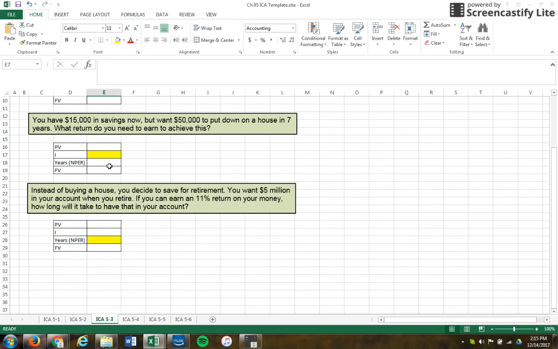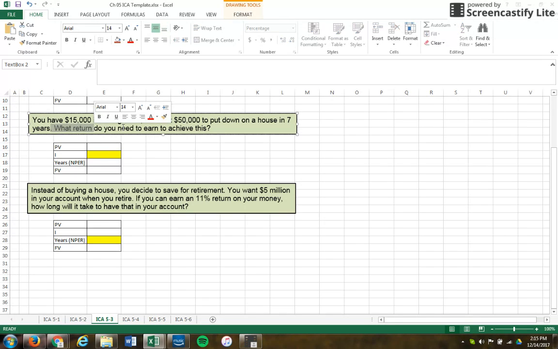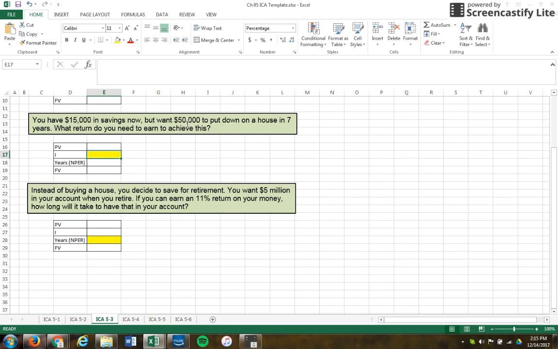So here's the first question. You have $15,000 in savings now, but you want $50,000 to put down on a house in 7 years. What rate of return do you need to achieve this? Okay, so we are looking for rate of return. The question says what return, which means interest. What interest rate do you need to have $50,000 in an account in 7 years?